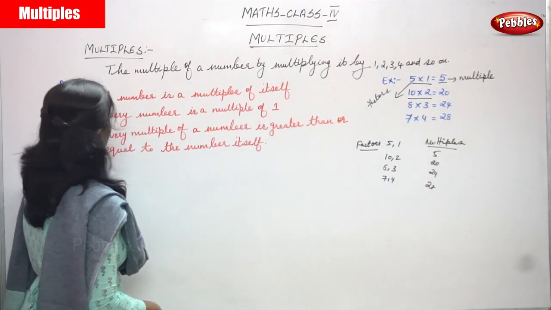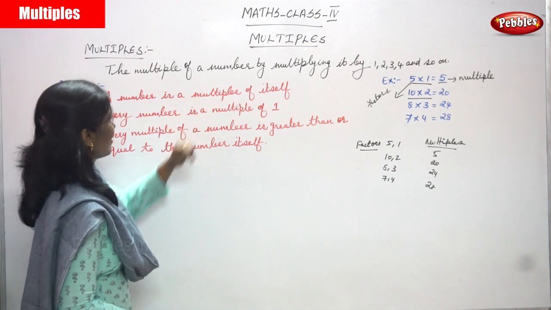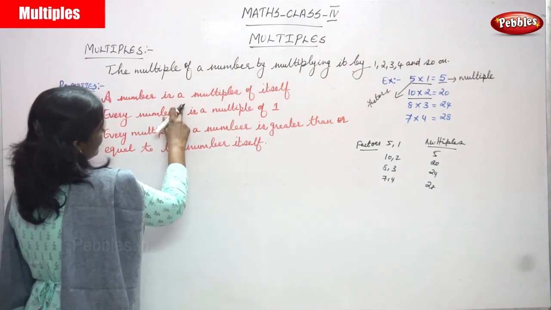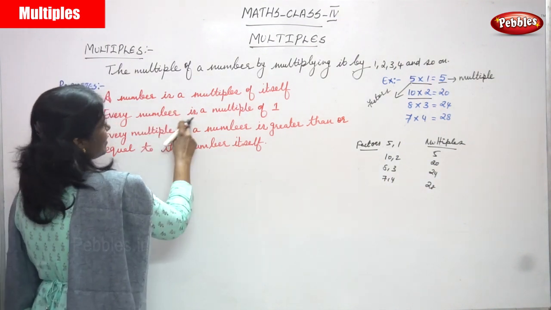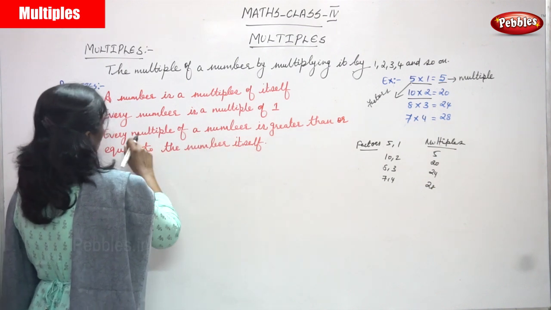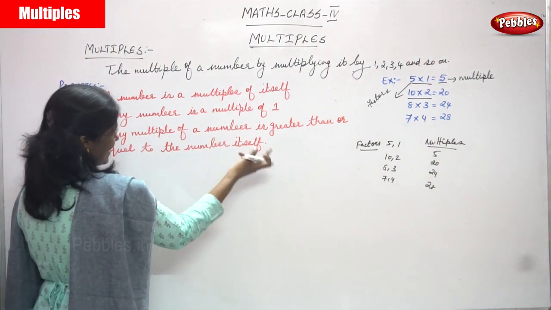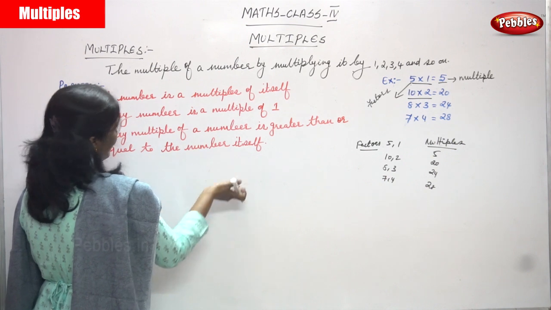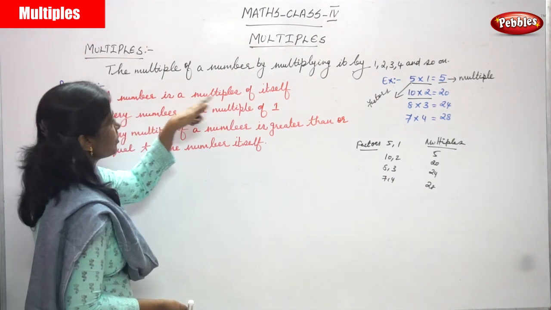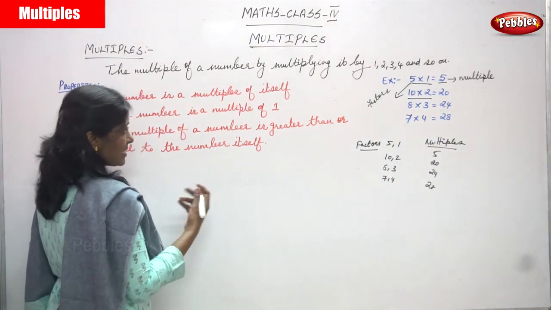Now, properties. A number is a multiple of itself, and every number is a multiple of 1. Every multiple of a number is greater than or equal to the number itself. A number is a multiple of itself. For example, itself means same.